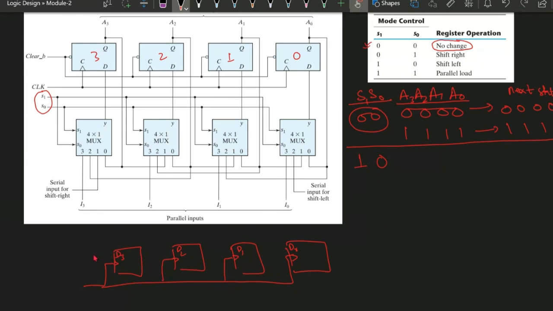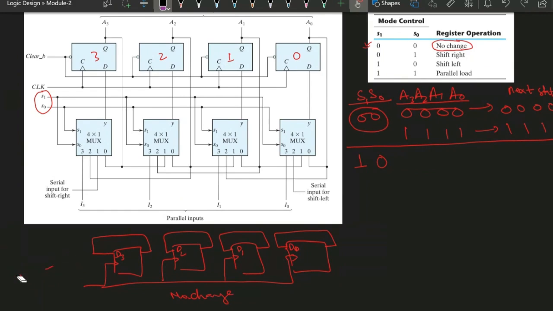Okay. And the input of D3 is connected with A3 itself. Similarly, the output of D2 is connected with D2 itself, and this is connected with D1 itself, like this. If this is the case, then there is no change in the value. This is the case when S1, S0 equals 0, 0.